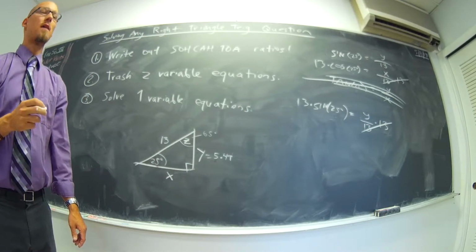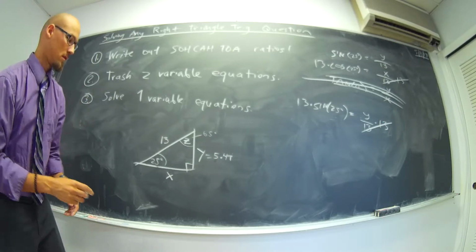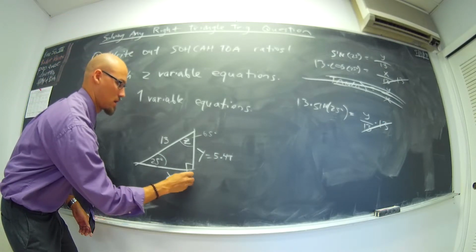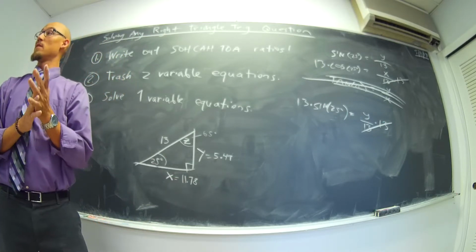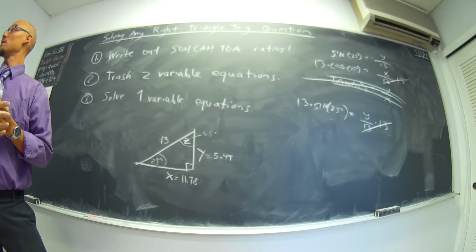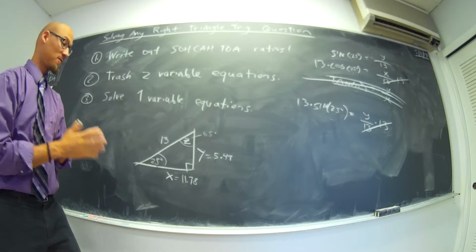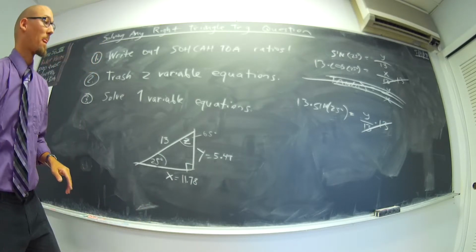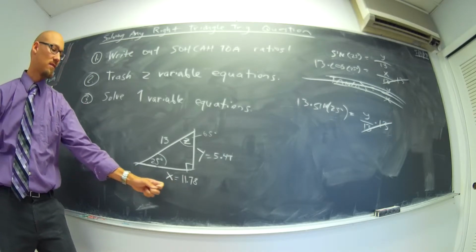13 times the cosine of 25. 11.78. Yeah, I got -1.72. So you're in radian mode. You got -1.72, so don't be in radian mode. Always check to see if your answer makes sense, right?